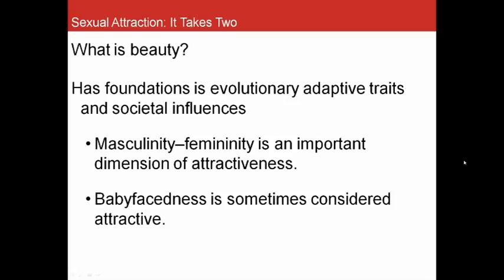For example, for men, femininity tends to be a rather important dimension of attractiveness. Men tend to be more visual than women in the attributes they look for, one of them being baby-facedness. Why? From an evolutionary perspective, it conveys youth. Youth is associated with reproductive abilities.